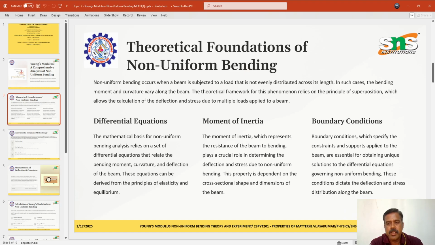Boundary conditions, which specify the constraints and the supports applied to the beam, are essential for obtaining a unique solution to the differential equation governing non-uniform bending. These conditions dictate the deflection and stress distribution along the beam.